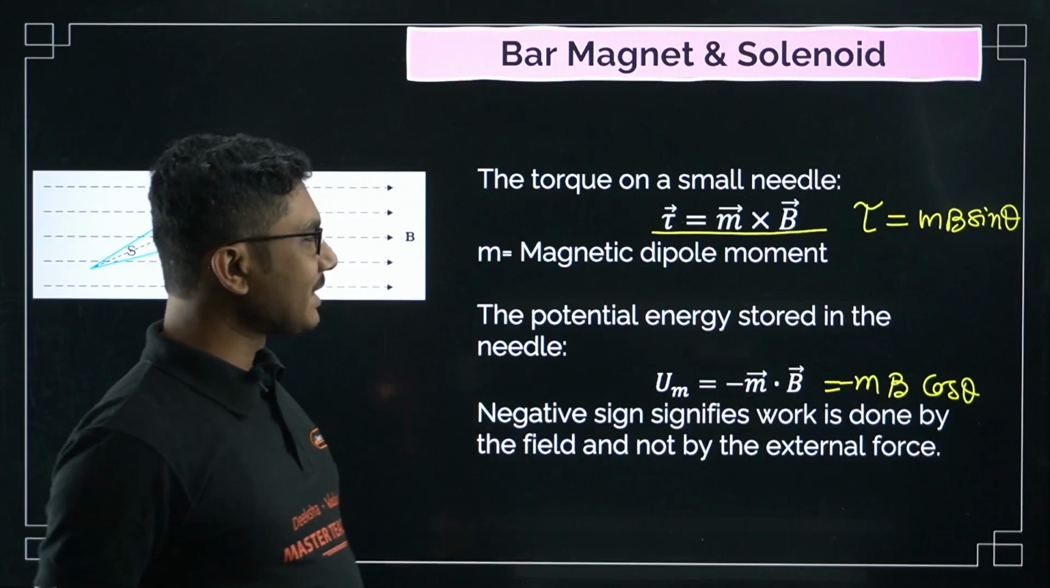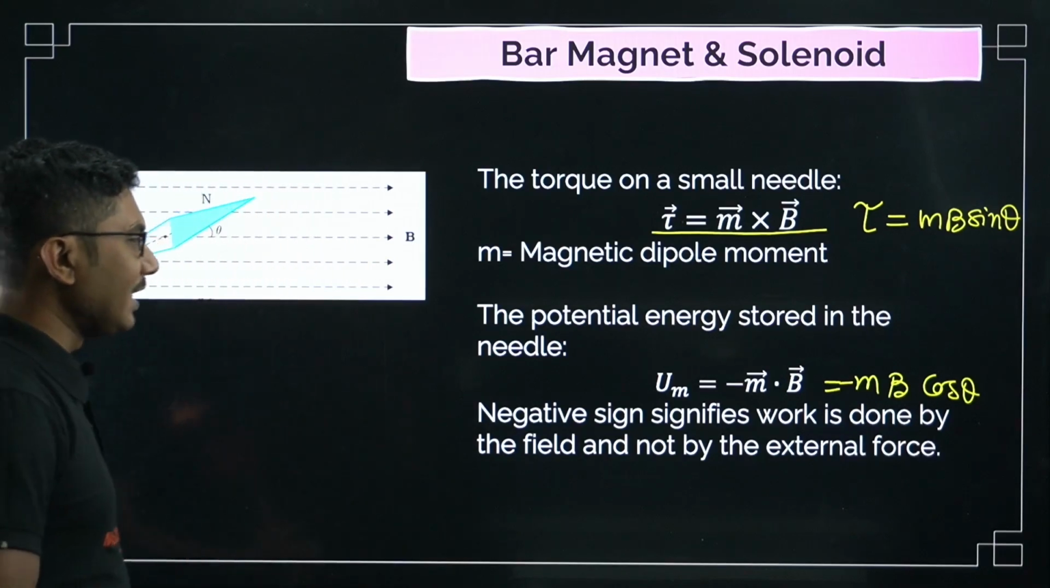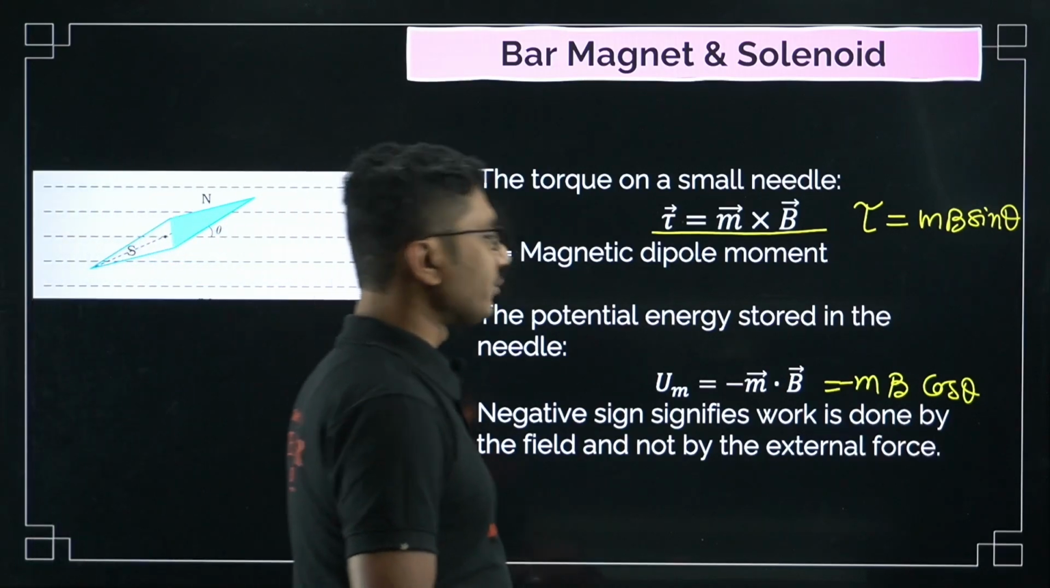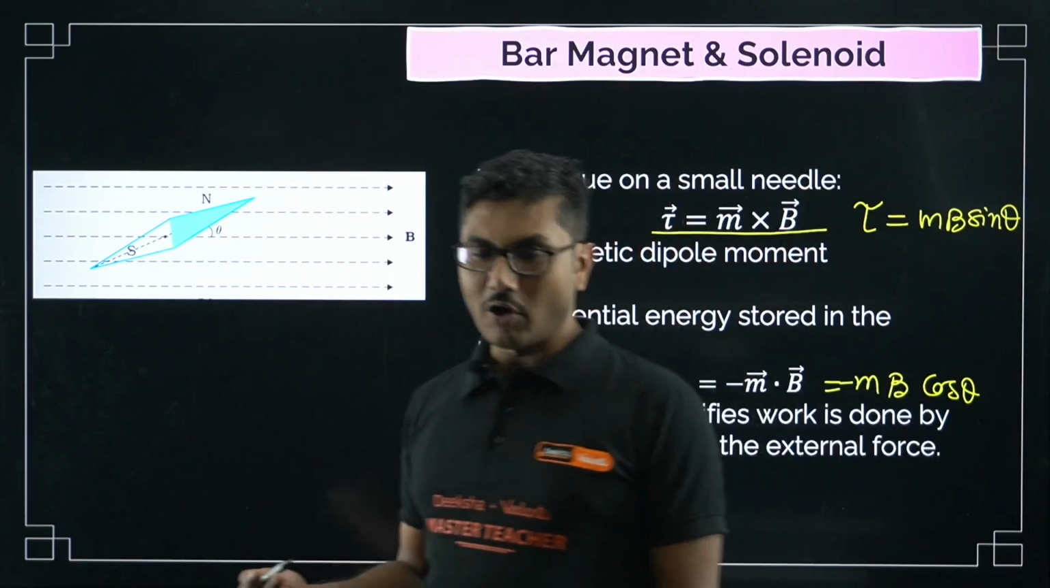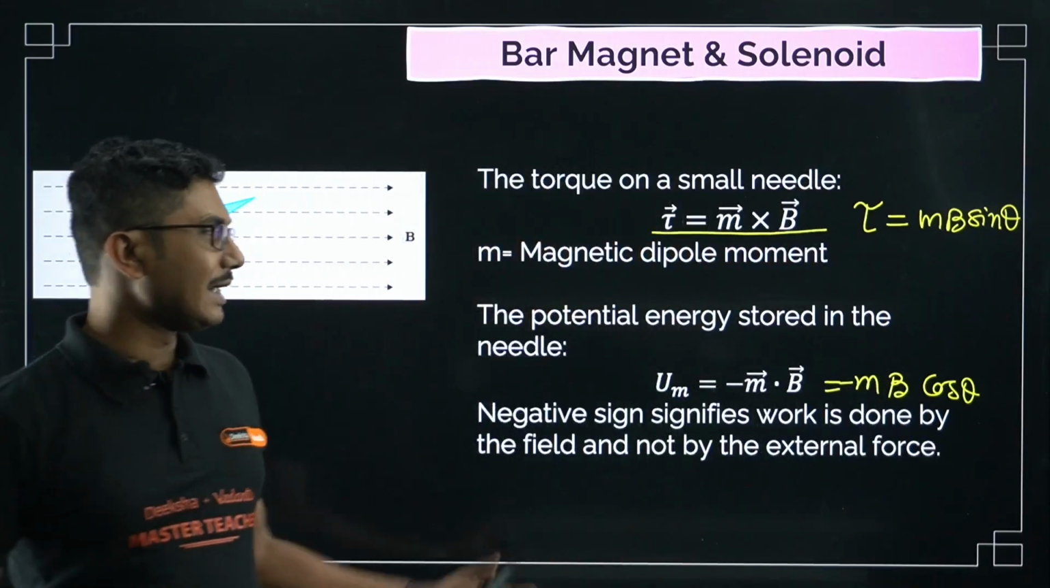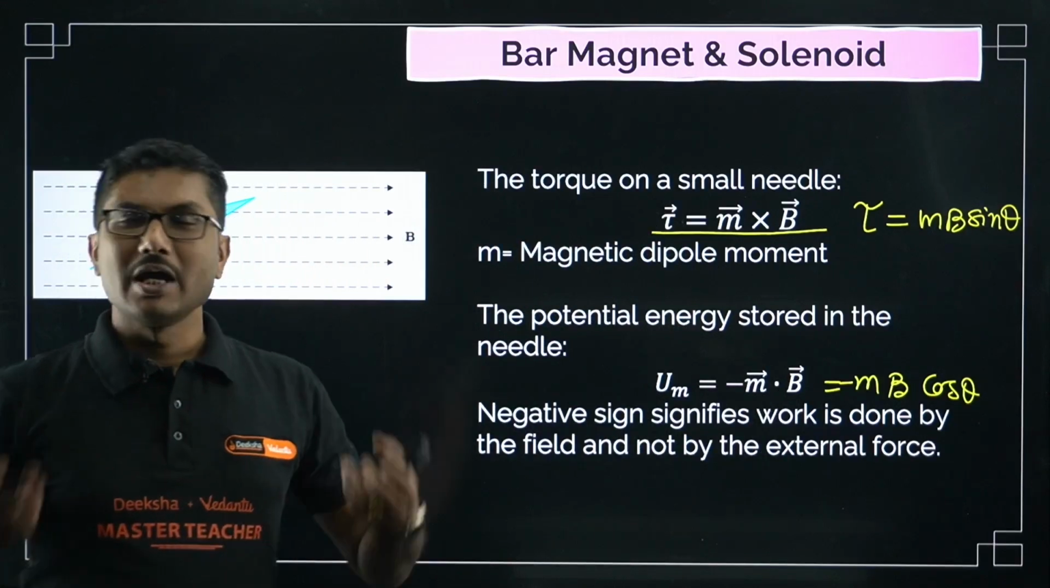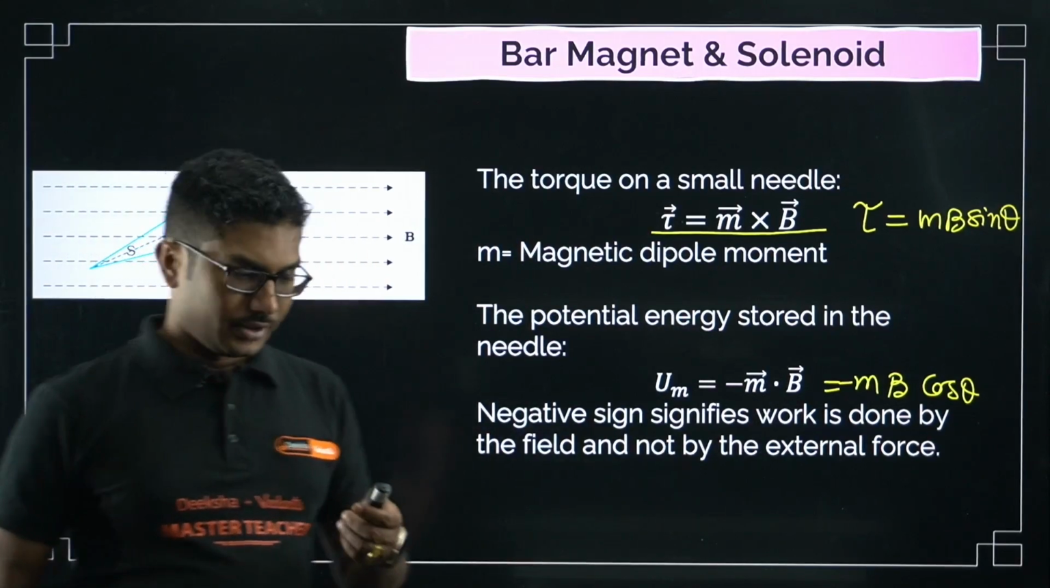Negative sign signifies that work is done by the field and not by the external force. So negative sign indicates that work is done by the field itself and not by the external force. That is why the negative sign. If the field is doing work, it is negative. If we are doing work, then it is positive, right?